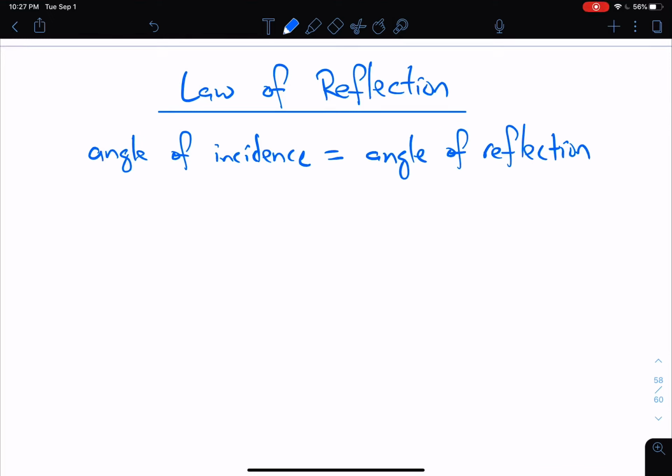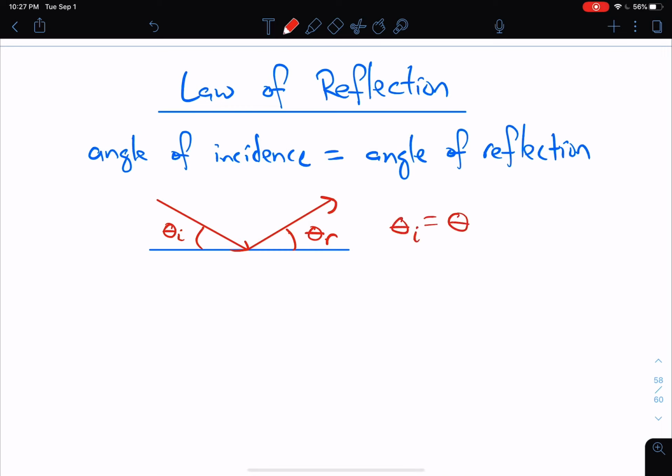Law of reflection. The angle of incidence equals the angle of reflection. This is a pretty straightforward law, but it's still very important. The idea is simple. If I have some surface and I have a light ray coming in, like so, it's going to reflect. And this angle, the angle of incidence, is going to be the same as the angle of reflection. So, like I said, pretty straightforward.